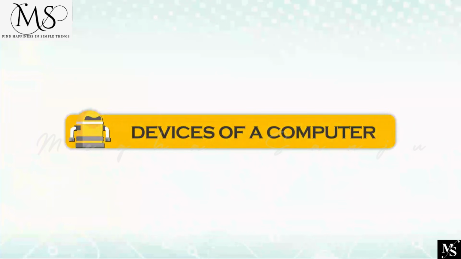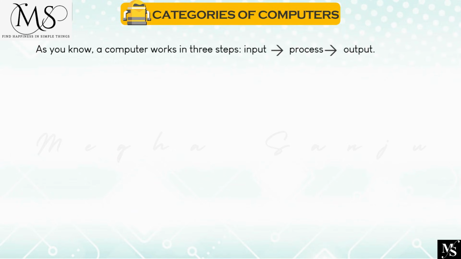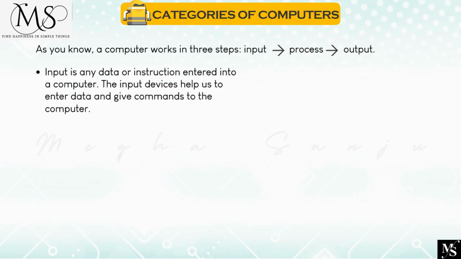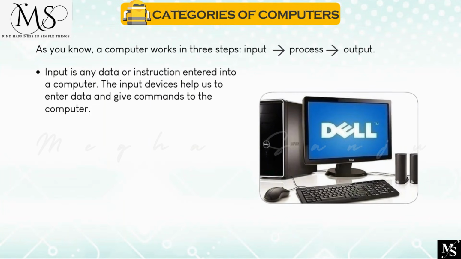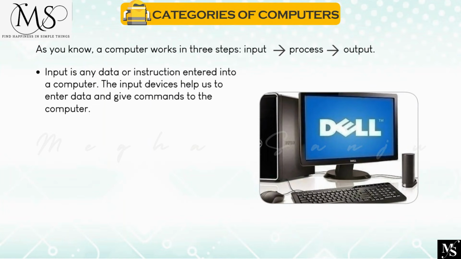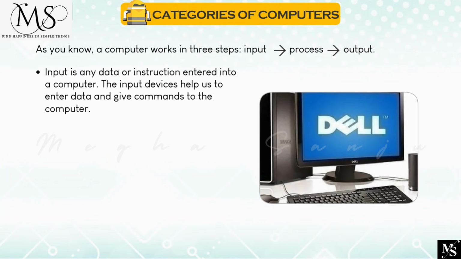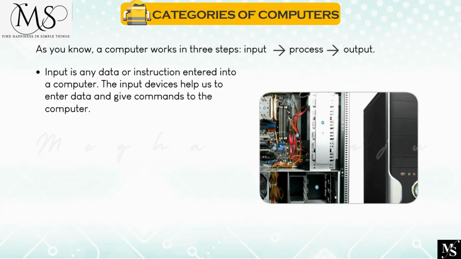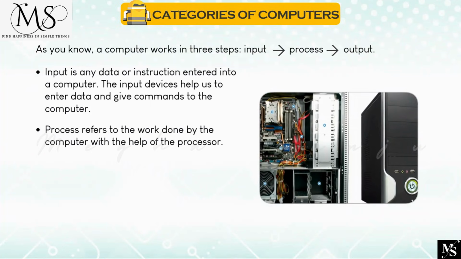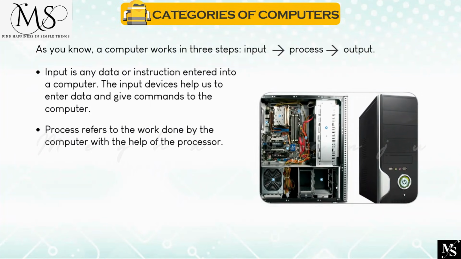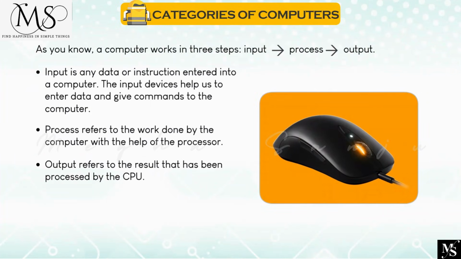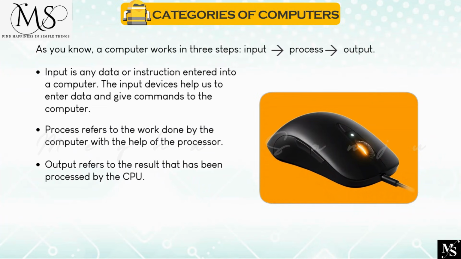Devices of a computer. As you know, a computer works in 3 steps: input, process, output. Input is any data or instruction entered into a computer. The input devices help us enter data and give commands to the computer. Process refers to the work done by the computer with the help of the processor. Output refers to the result that has been processed by the CPU.